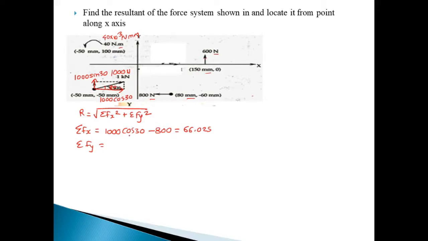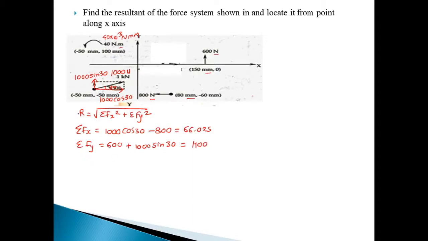Similarly, we can find out summation Fy in y direction. In the first quadrant there is a 600 Newton force, which is in upward direction, so we will consider it as positive. Next is 1000 sin 30, which is also in upward direction, that's why plus 1000 sin 30. This comes up to 1100.